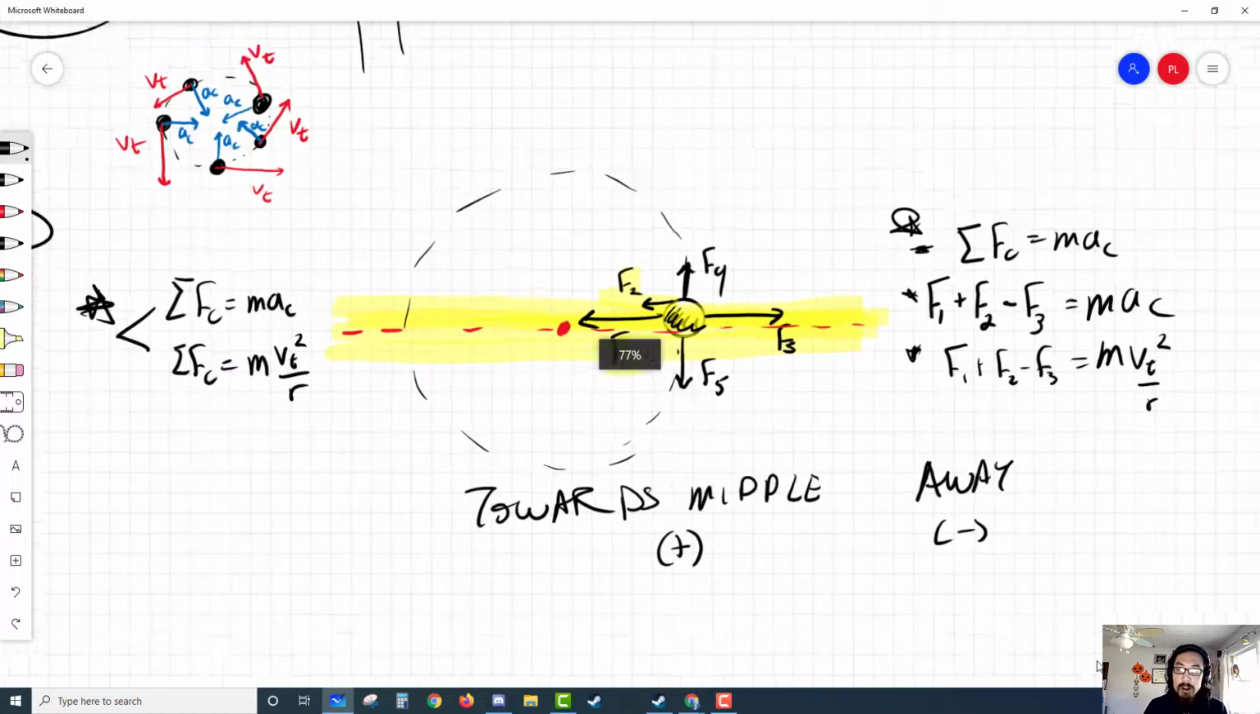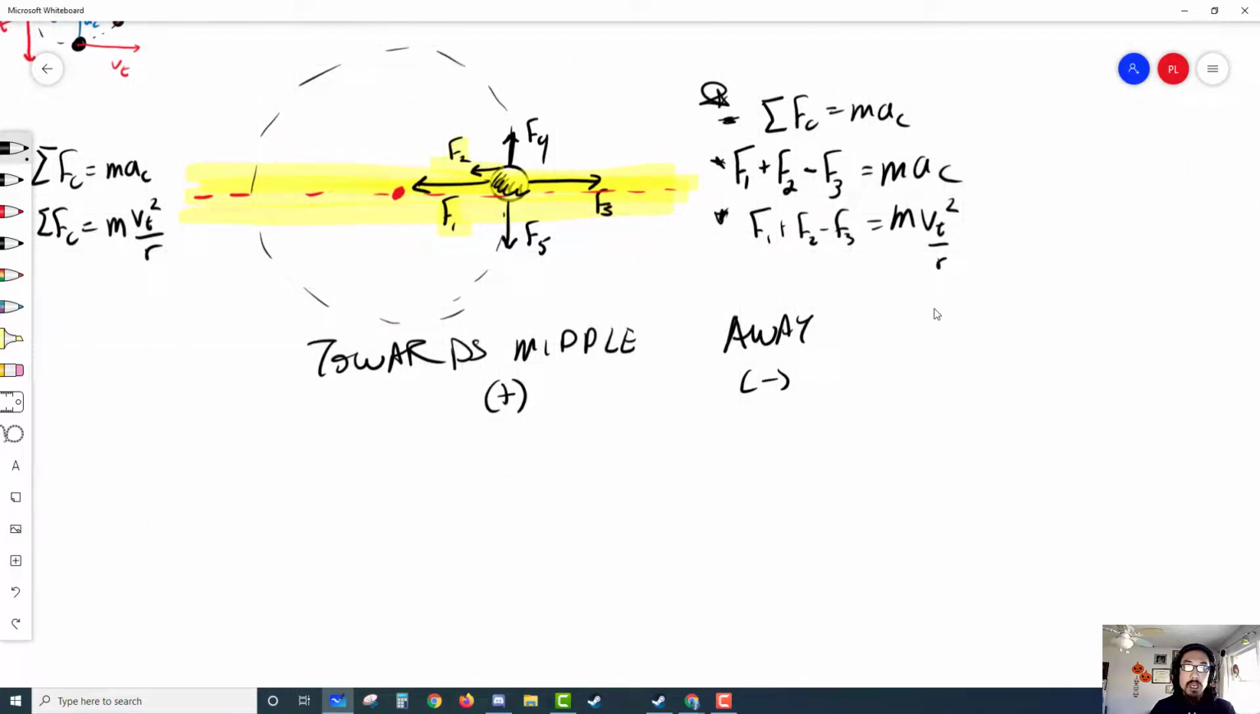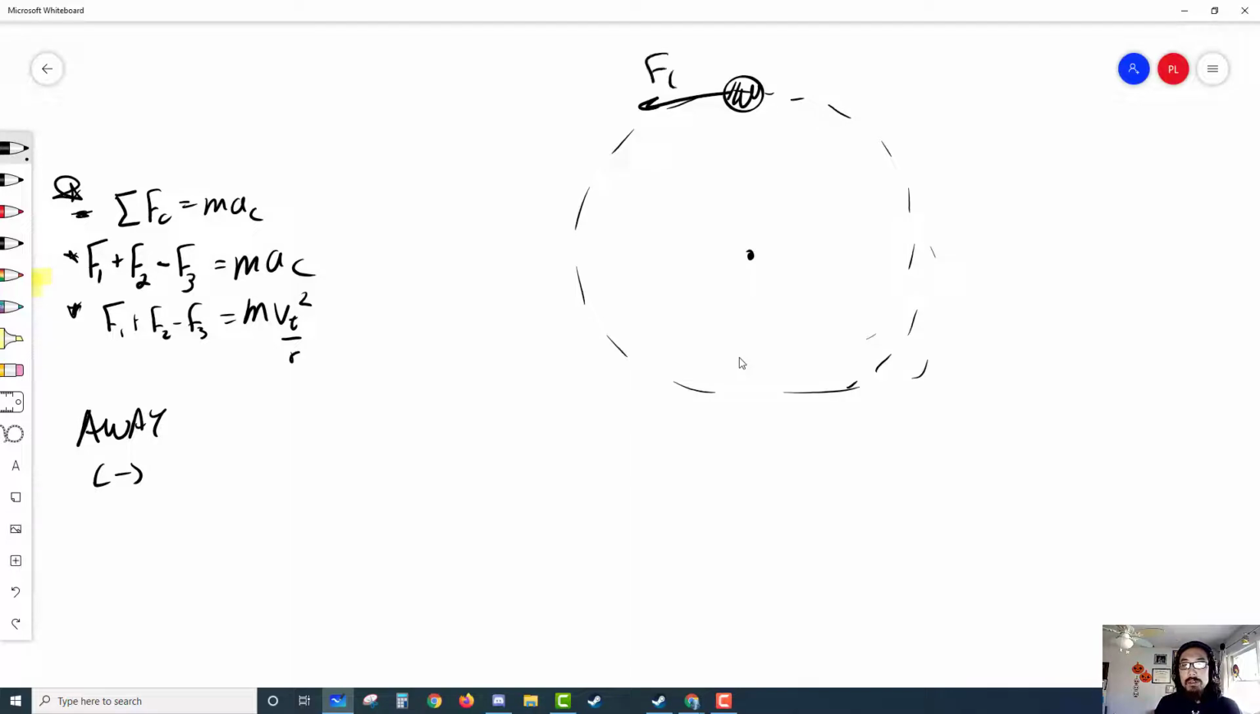Let me try one more. All right. So we saw it when the axis of rotation was horizontal. Now let's do it when the axis of rotation is vertical. All right. So we have the object right there at good old 12 o'clock. Here's the middle of the circle. We're just going to come up with some forces. So that's f of 1.